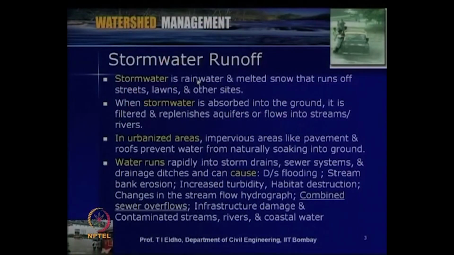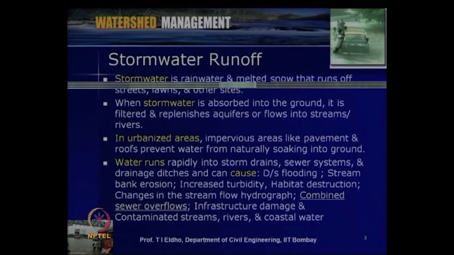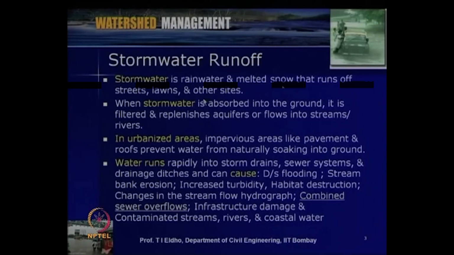As I mentioned, stormwater is rainwater and melted snow that runs off streets, lawns and other sites. So, we can say it is somewhat an overland flow. Whatever is due to rainfall or melted snow coming through the land and then coming to the streets, lawns and other sites is generally termed as stormwater.